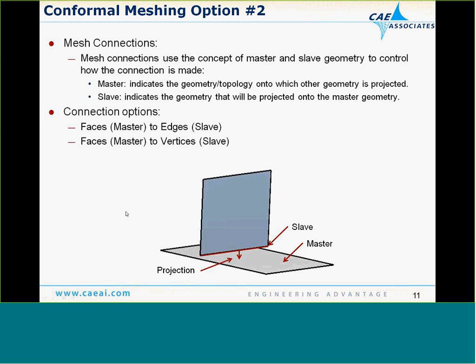And then the CAD gets stuck together. Option 2 says if you don't use a formed part, then all the bodies, when they come into Mechanical, will get meshed independent of each other. You can use a mesh connection to connect them up.